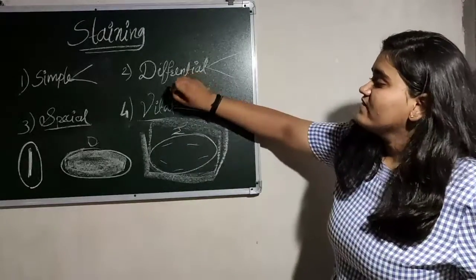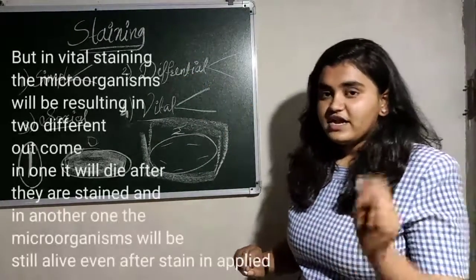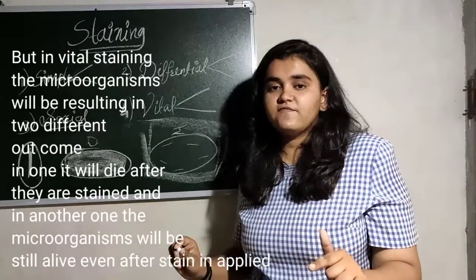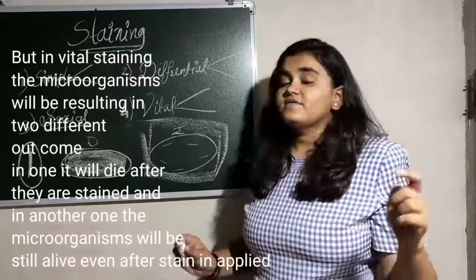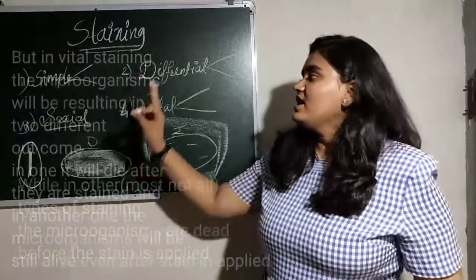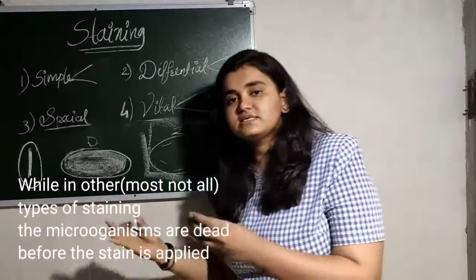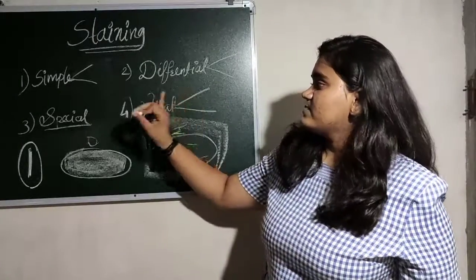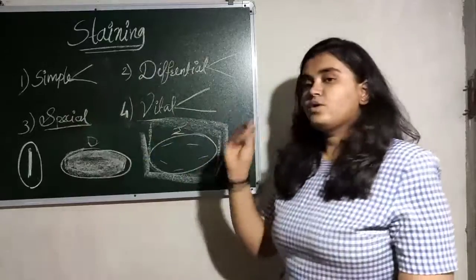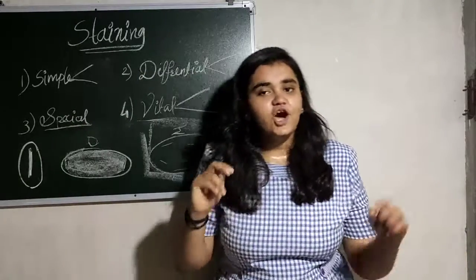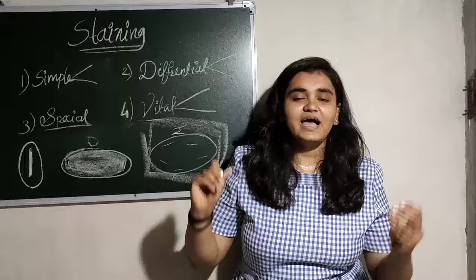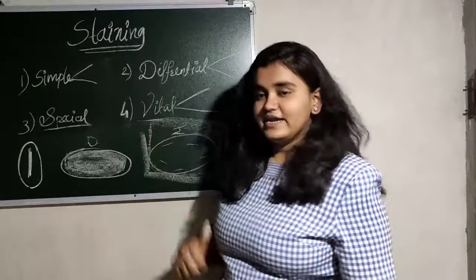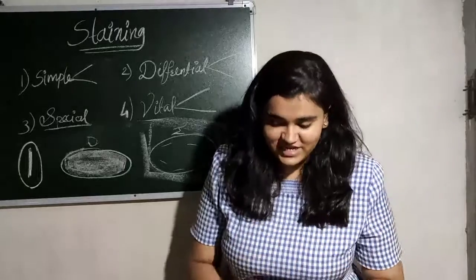But in vital staining, there are two different types. As I said, in one of them, after staining the microorganism will die, and in the other one it will still remain alive. While in other stainings, before the stain is applied, the microorganisms are dead. So this is the difference between vital staining and the rest of them. So this was all about the outline of staining. In the next video, I will be talking in detail about differential, special and vital staining. So stay tuned for the next video.